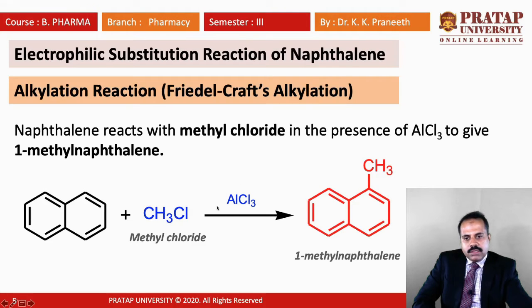And you can see here that AlCl3 is the reactant, the Lewis acid, and what you will get is 1-methylnaphthalene. I have told previously that this is a carbon-carbon bond formation reaction, and you can see a new carbon bond is formed here, between the CH3 carbon and this carbon of the naphthalene. So, the general reaction is naphthalene plus methyl chloride gives 1-methylnaphthalene as a product.